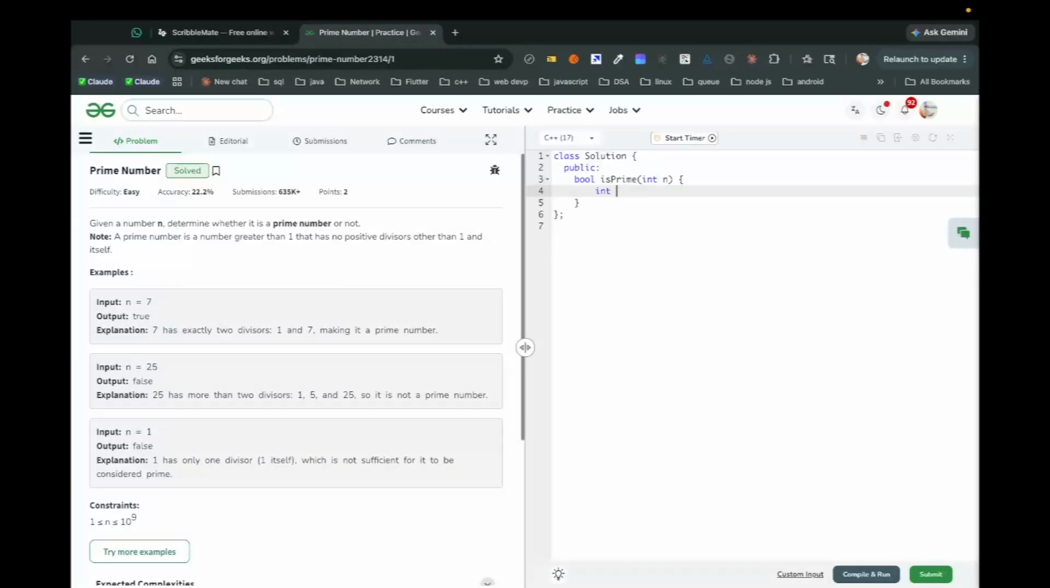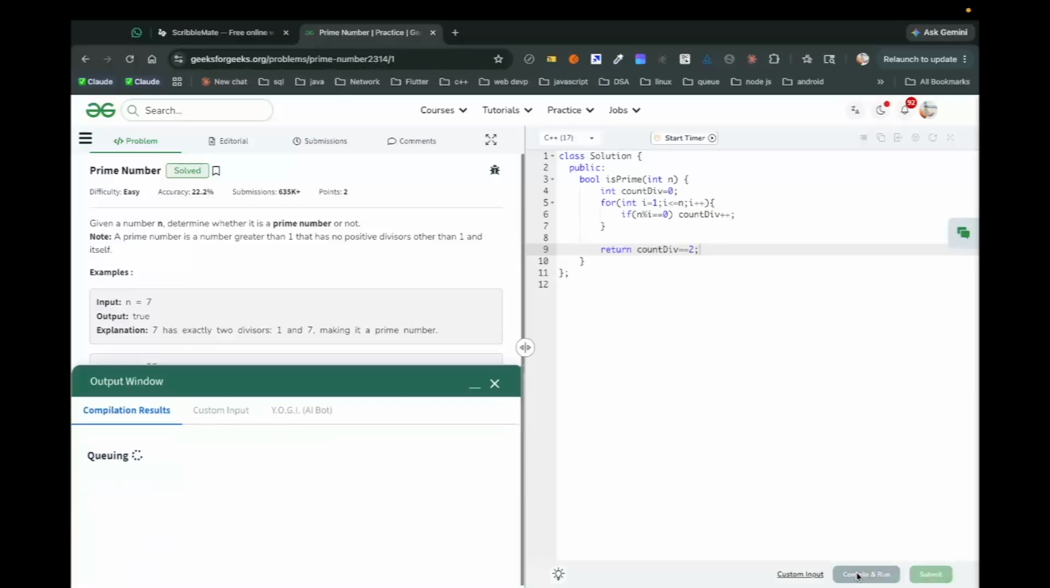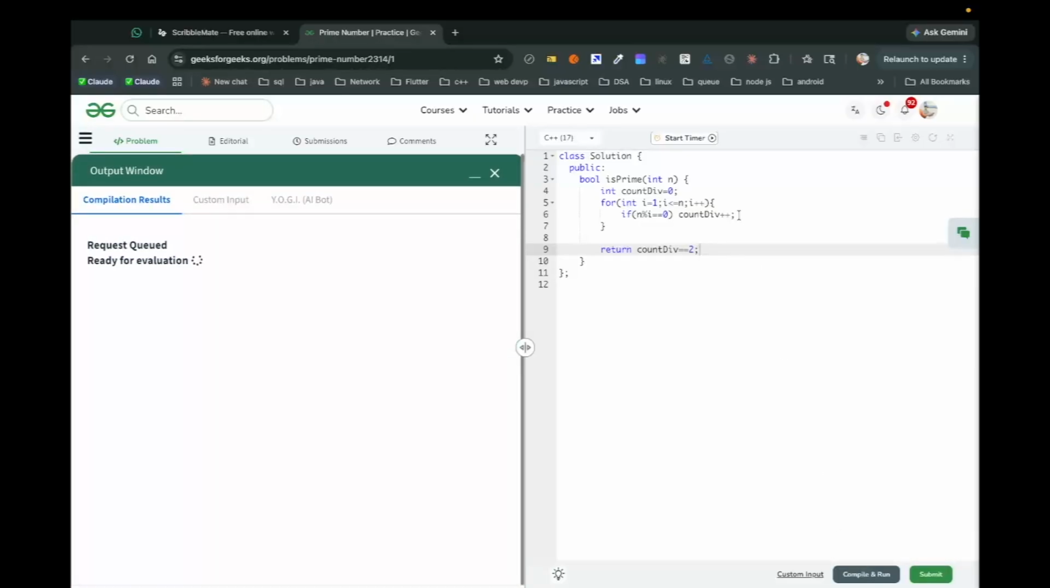So we'll have count of divisors initially 0. Now we'll start with 1. I is less than equal to n and I plus plus, and if n divisible by I, then we'll increase count of divisors, and finally we'll check if count of divisors is equal to 2, then it is a prime number, else it is not a prime number.